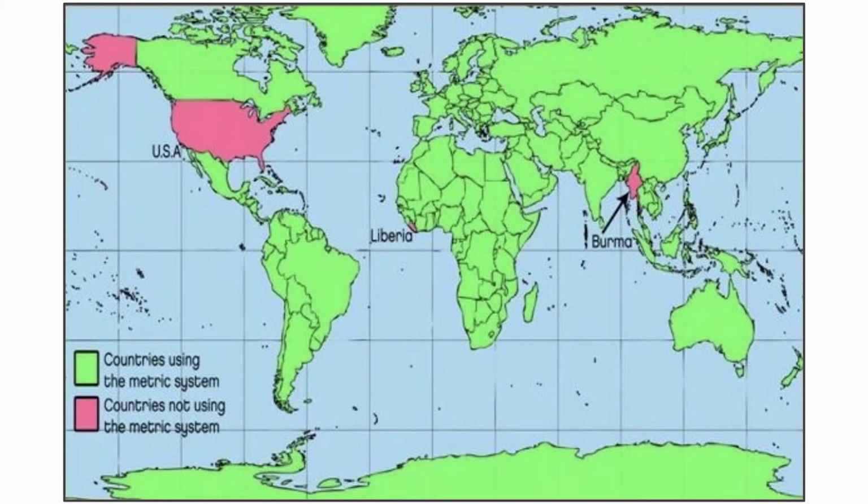The metric system is not the only system. So, if not metric, what else do people use? The imperial system. The US, Liberia, and Burma are the only remaining countries in the world that still use the imperial system. Fun fact, even Great Britain, where the imperial system originates, adopted the metric system in 1965.